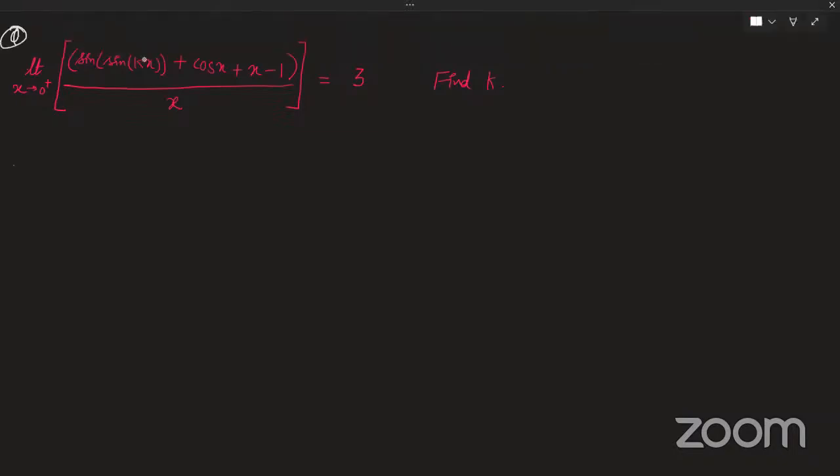I have limit x tends to 0 plus, sine of kx, okay, this is kx, plus cos x plus x minus 1, whole divided by x, is equal to 3.